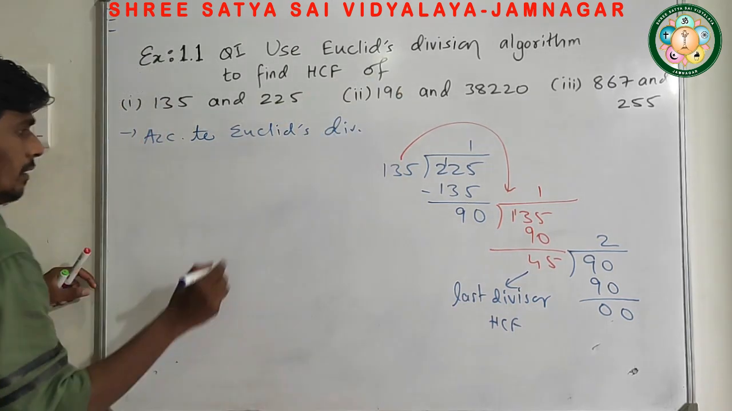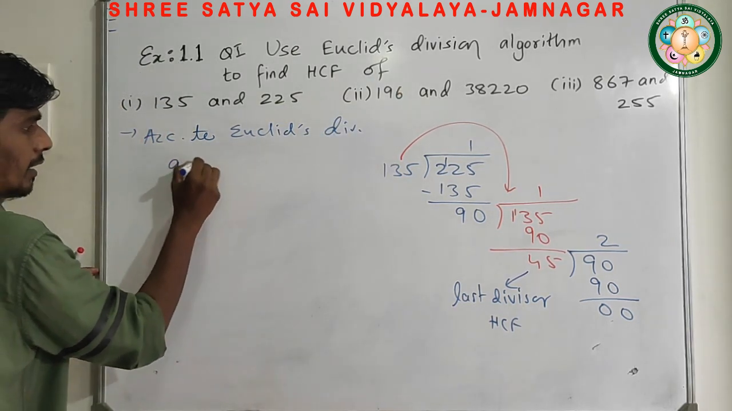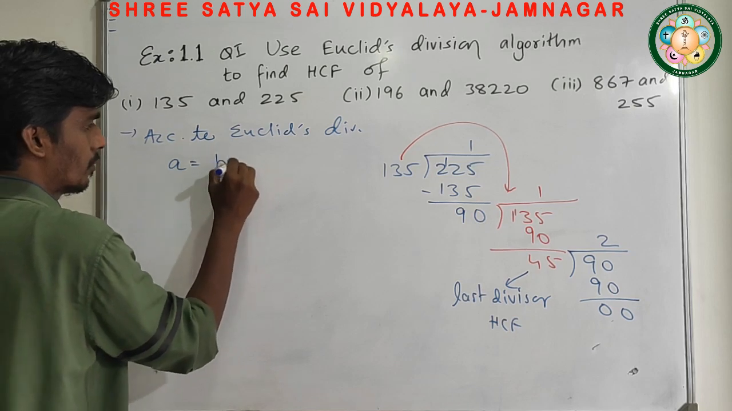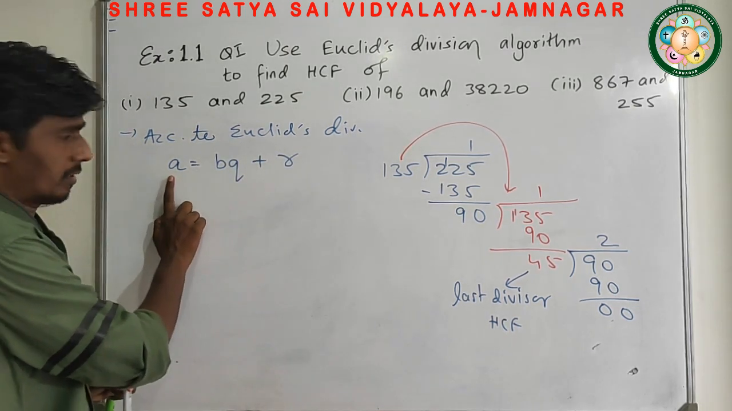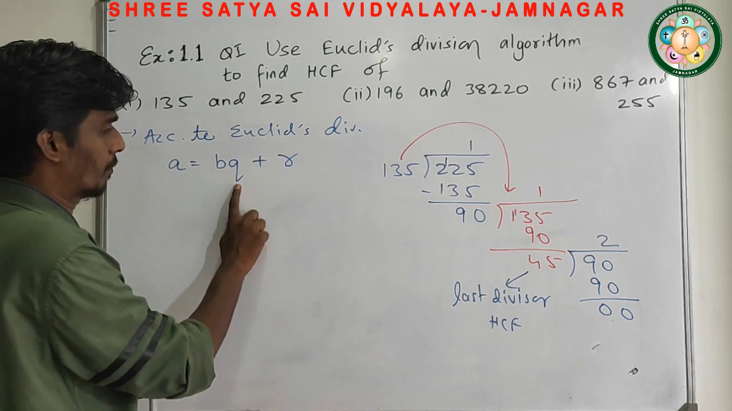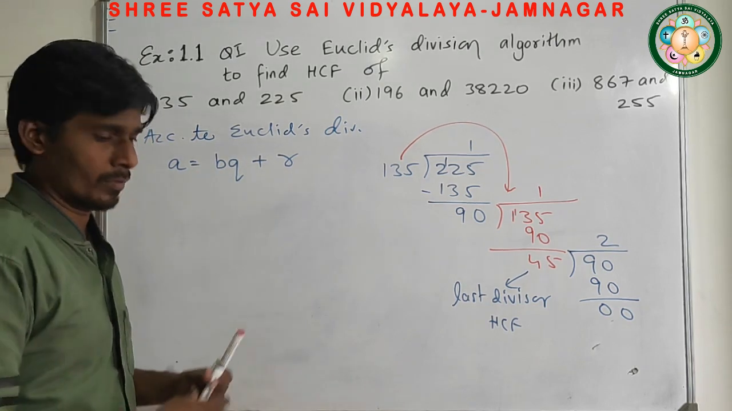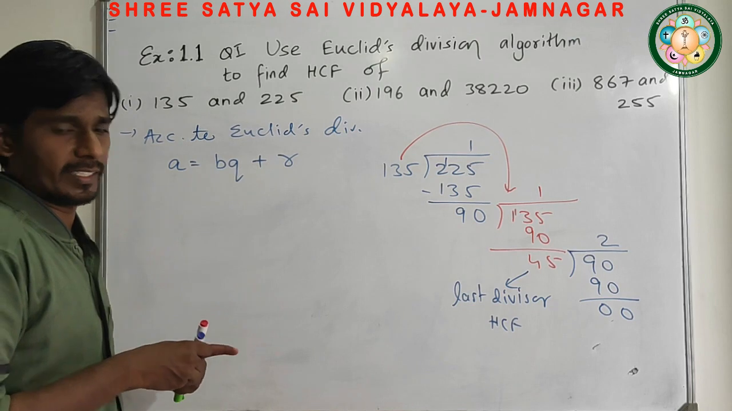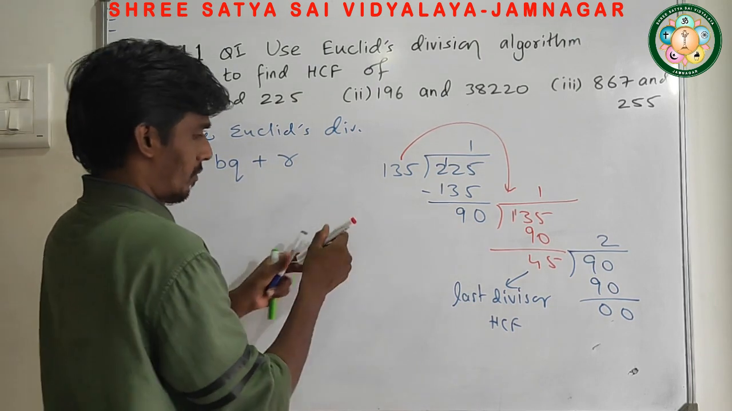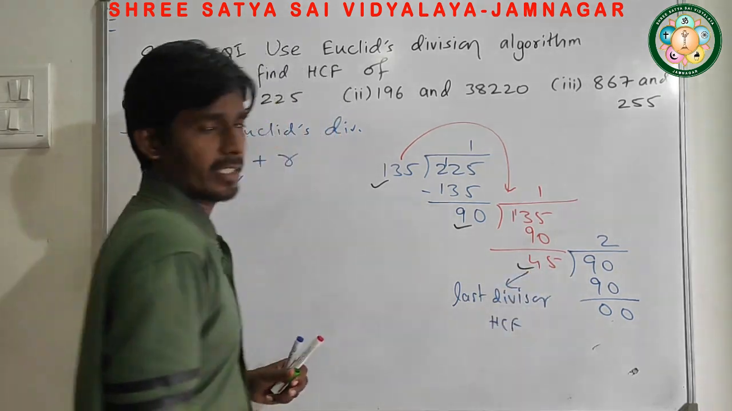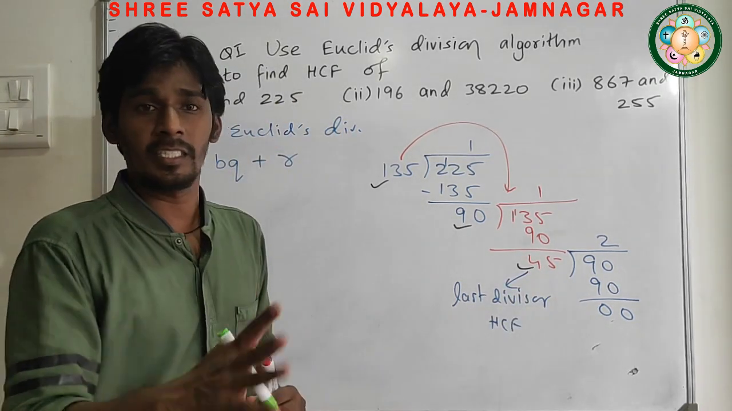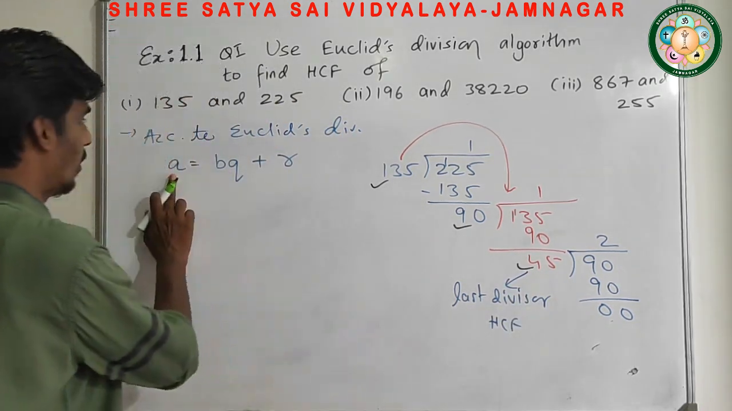By Euclid's division lemma, we can write A is equal to BQ plus R. A means dividend, B divisor, Q quotient, and R stands for remainder. How many steps have we done? Just count it: step 1, step 2, step 3. So we get 3 steps. First of all, A.